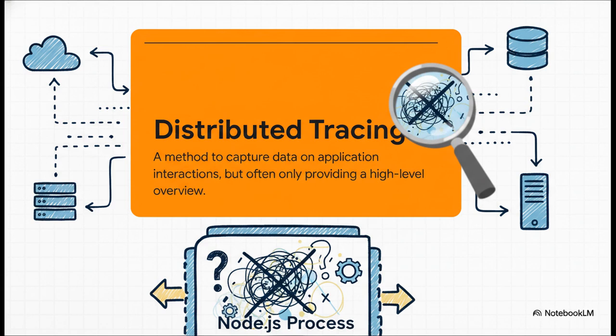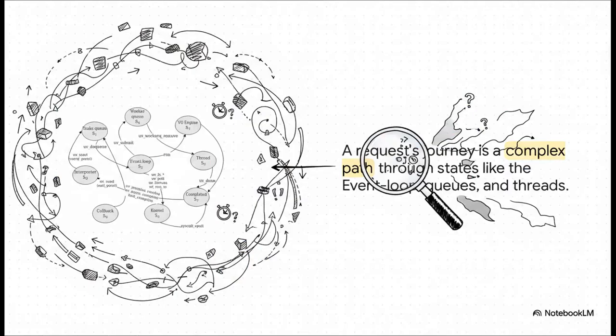You know, the standard way we track this stuff is called distributed tracing. And don't get me wrong, it's awesome for watching a request jump from one service to another. But when you try to look inside a single Node.js process, it's basically flying blind. It sees when the request starts and when it ends, but all the messy, chaotic stuff in the middle is completely hidden.